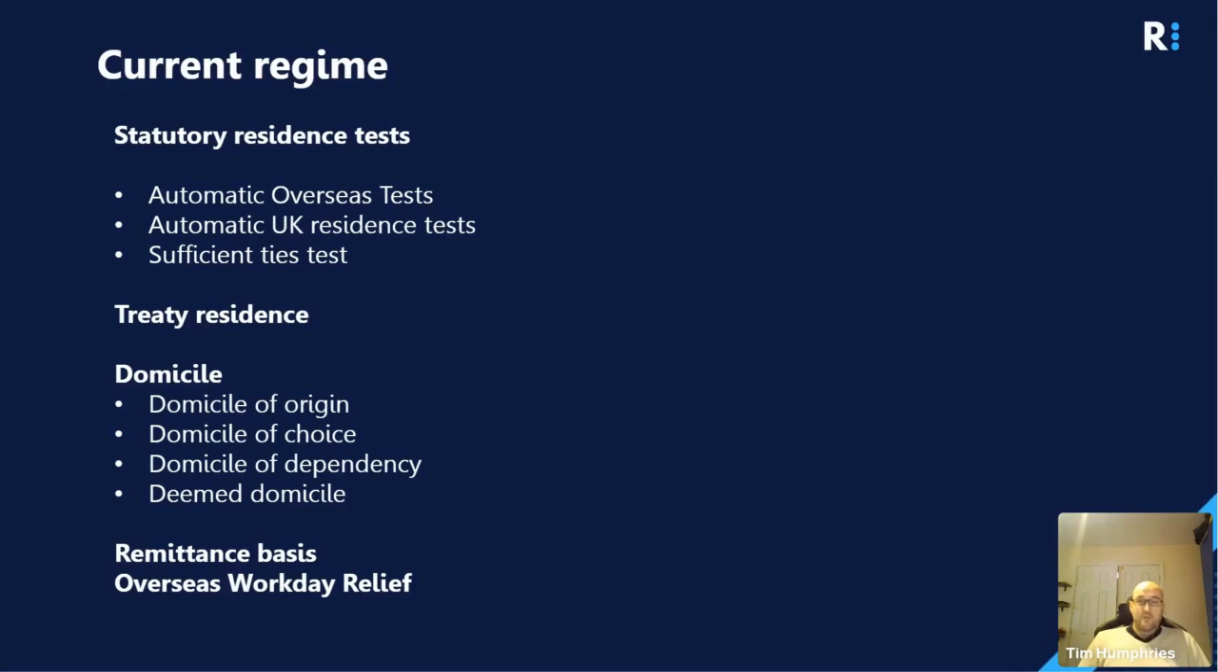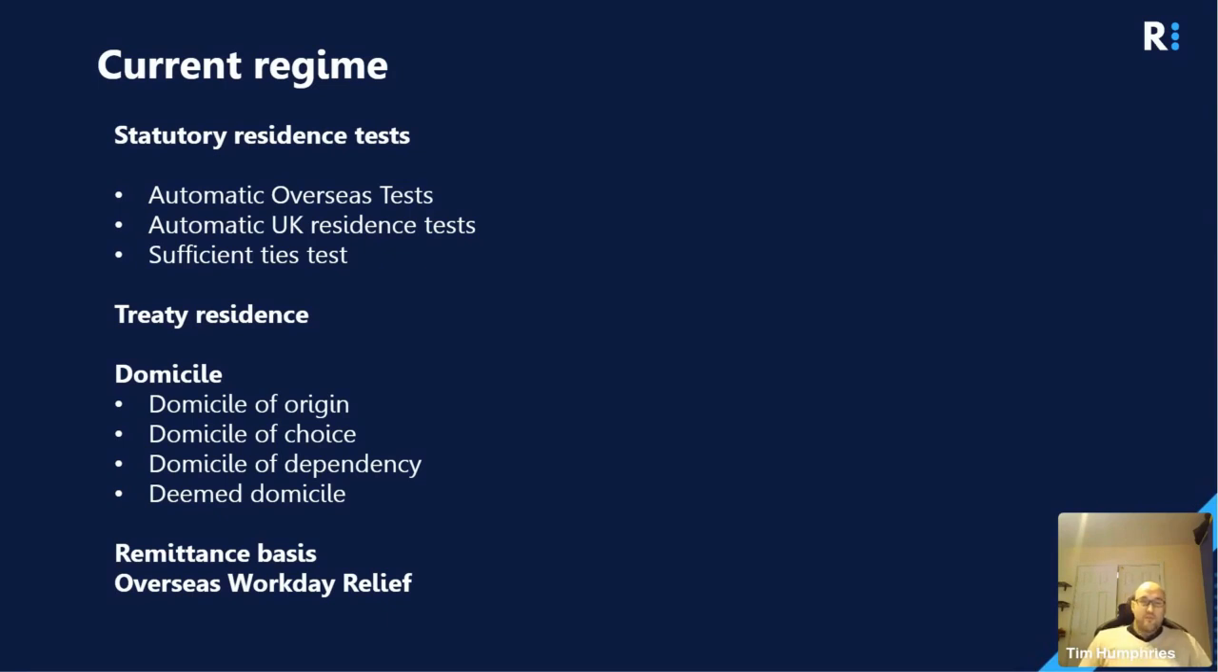The remittance basis is essentially a system whereby you only pay tax on your UK source income and any overseas income that is brought to the UK in some form. It doesn't have to be in cash. It can be in services. It can be in loans. It can be in assets. If the value is brought into the UK in some way, it is treated as remitted to the UK.